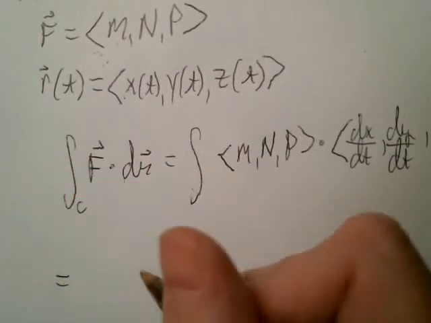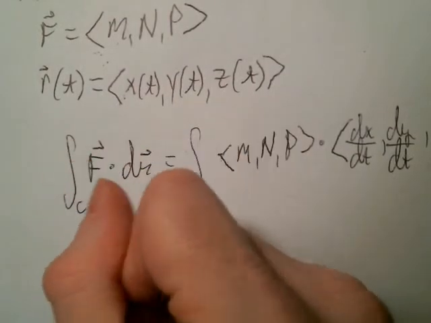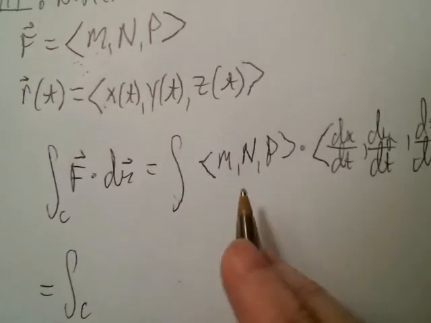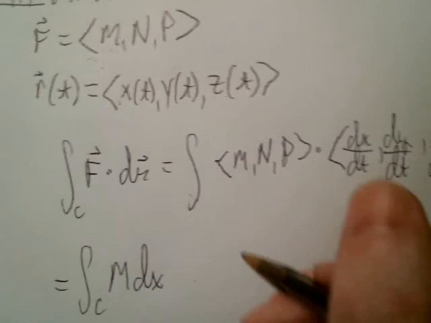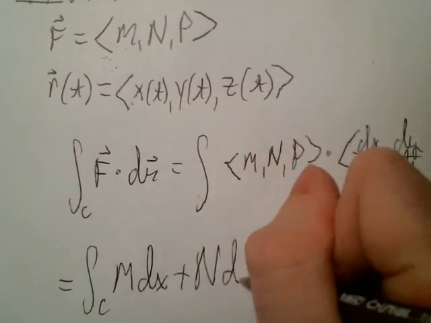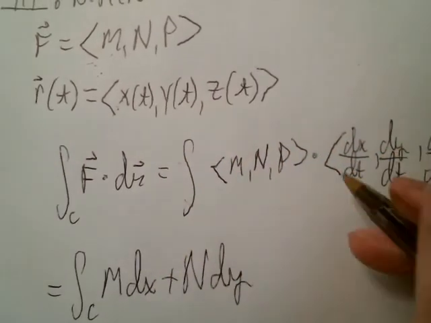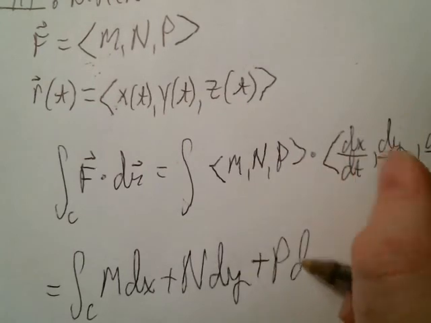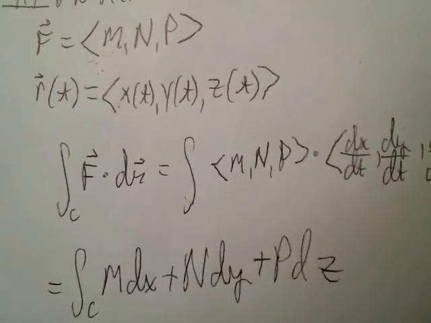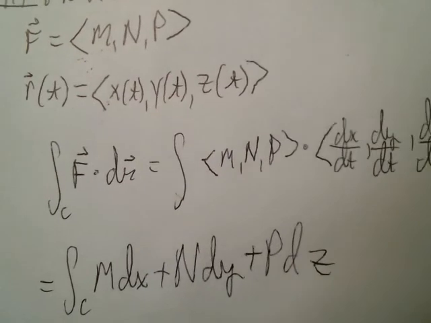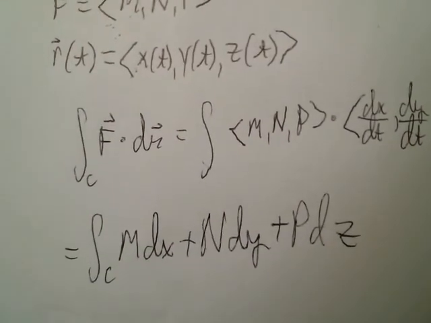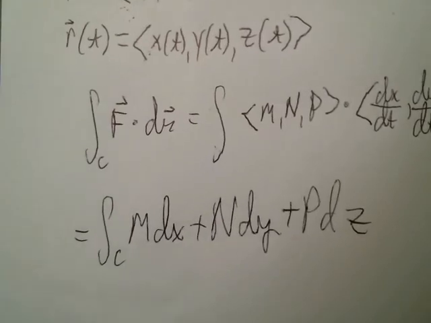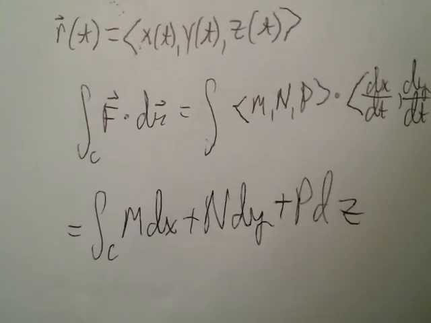So you can do that dot product then, and what you have is just m dx, because the dt's cancel, and then plus n dy, and then plus p dz. And this thing is the differential form, okay, for the vector field part. This has nothing to do with the line integral of the function over a curve. It's the second type of integral we looked at.